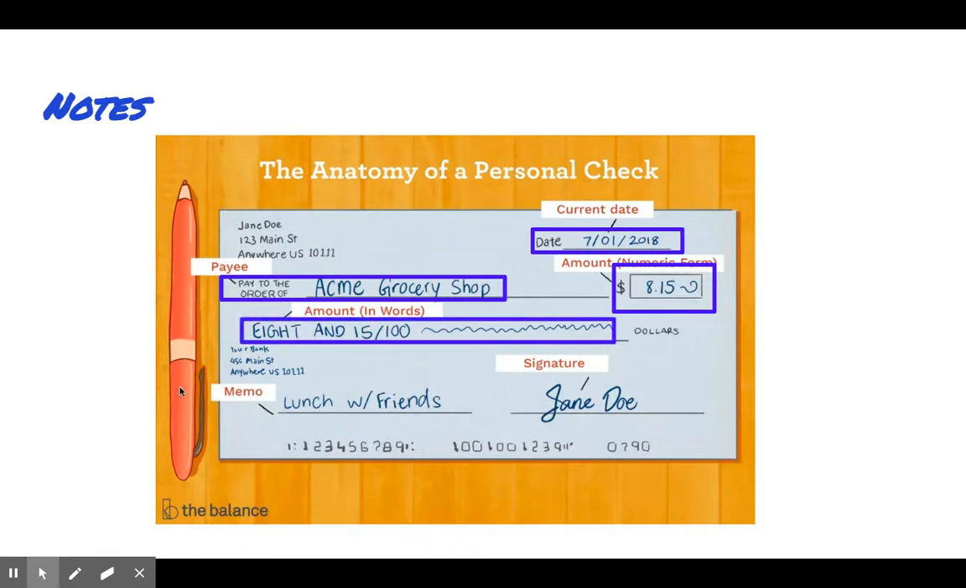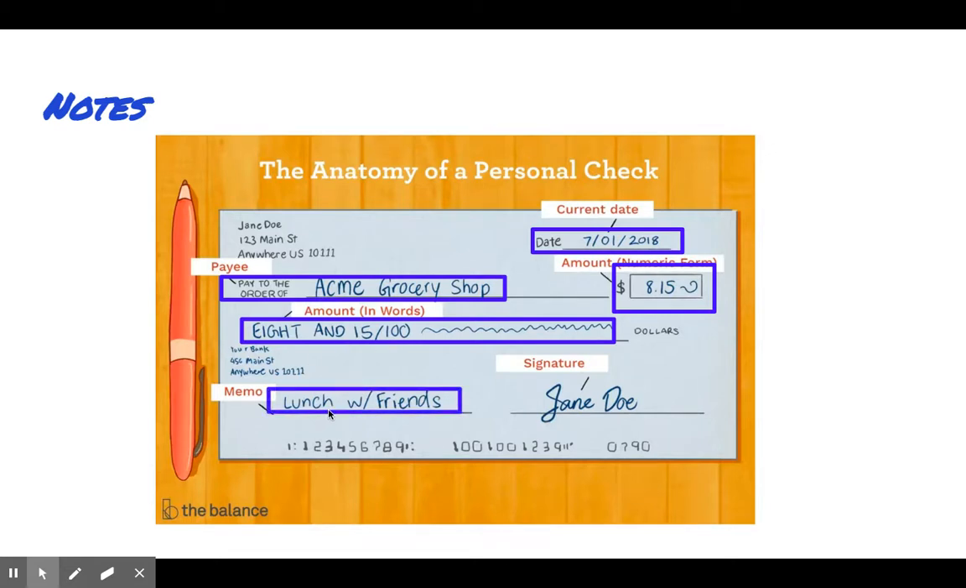Then you're going to write it out. This person wrote 8 and 15 over 100, and the dollars are right there. Like I said, you want to put that squiggly line there because you don't want anybody to alter your check. So you're going to put 8, and you always put that, and then you write 15 over 100. In this case, if it was 15 cents, you put 15 over 100. But if it was 85 cents, you would put 85 over 100, 95 over 100, however much cents over 100.